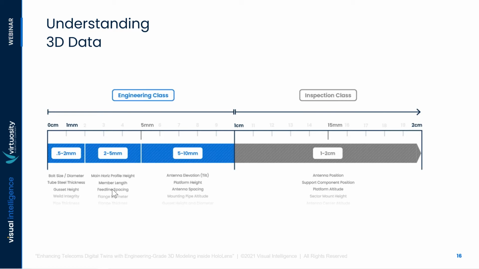So inspection class goes down to centimeter range, engineering class is millimeter range. And I've explained in those previous sets why it's important, but we've got a few key points. What's critical in an analysis is bolt diameters, diameters of tubes, and thicknesses of steel members, which have to be measured in millimeter. They're those critical measurements.